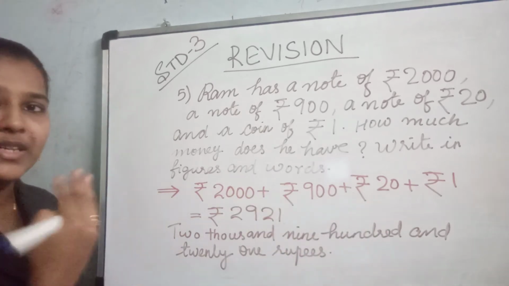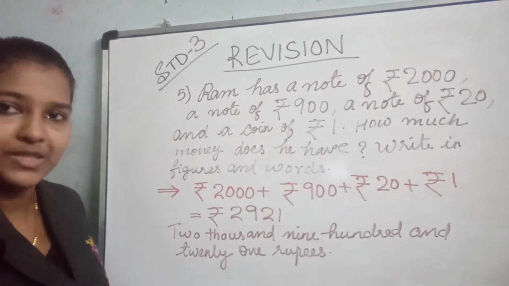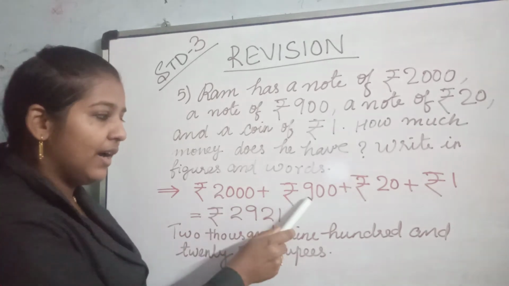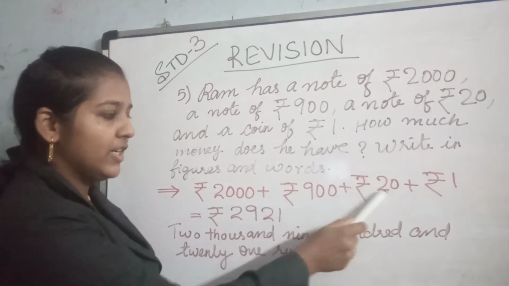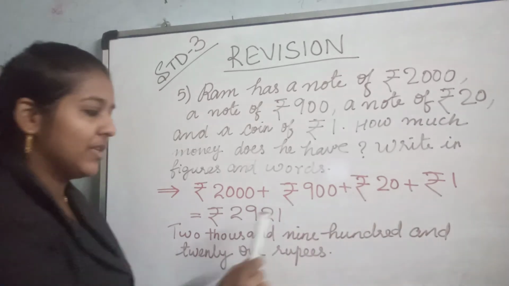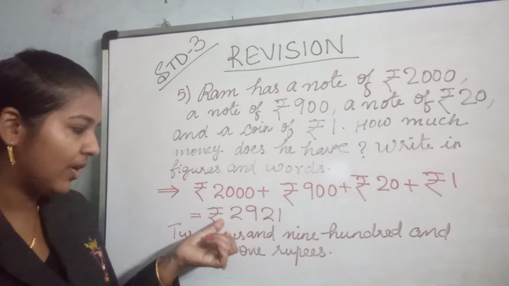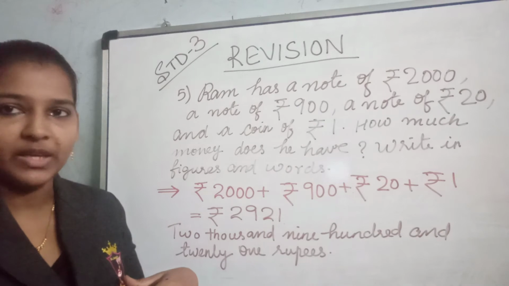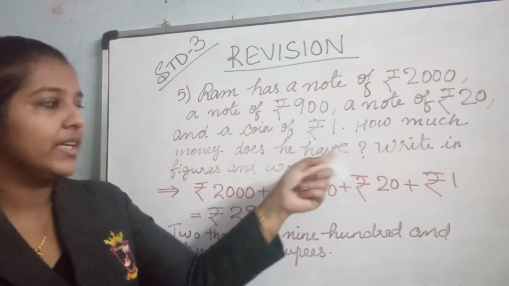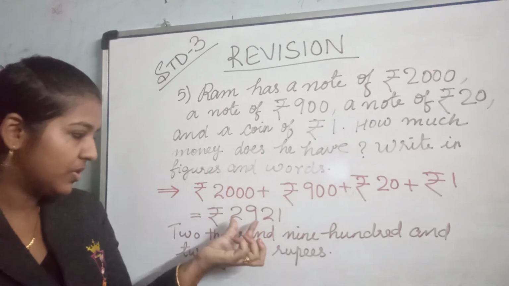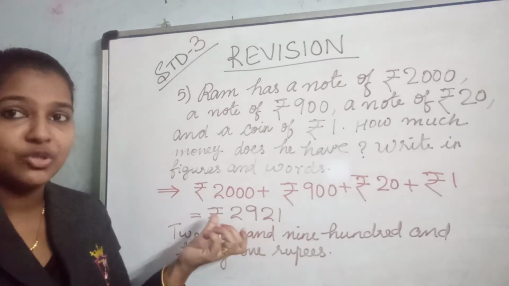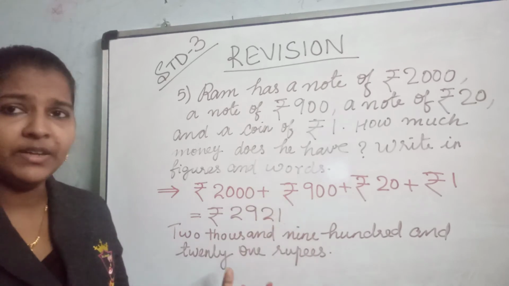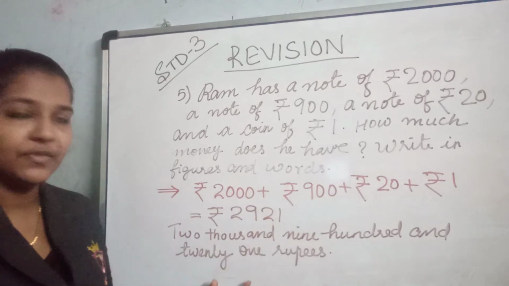We know how to write the standard form from the expanded form, isn't it? So, 2000's place digit is 2, then 100's place digit is 9, 10's place digit is 2, and 1's place digit is 1. Okay, so we got the answer rupees 2921. After that you have to write this in figures and words also. It's already written in figures, that is rupees 2921. Now we will write this in its words.